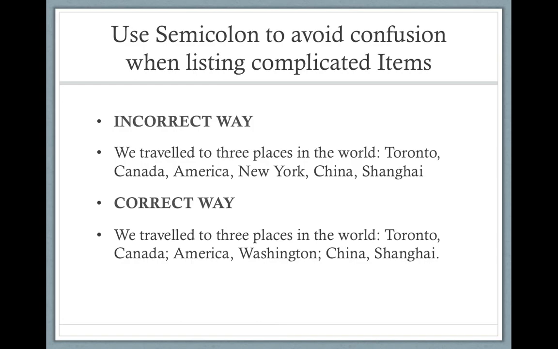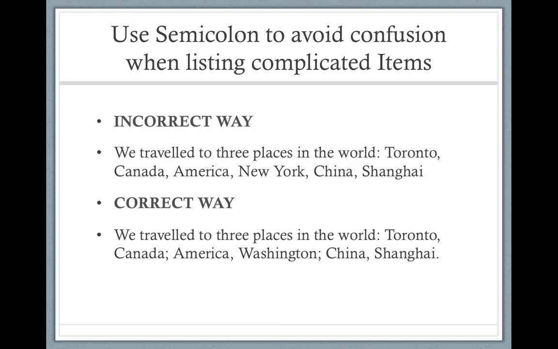So the pattern here is that you put the city first, comma, and then you put the semicolon after the country, so Canada. Then the next one is America. You put the comma, then the city, then semicolon. Then you continue the same way. So China, comma, and then Shanghai. Since it's the last one, you don't have to put a semicolon. But this is more specific and it avoids that confusion.